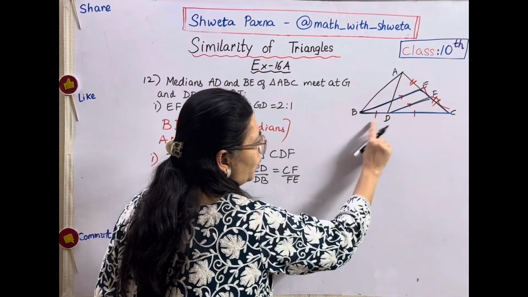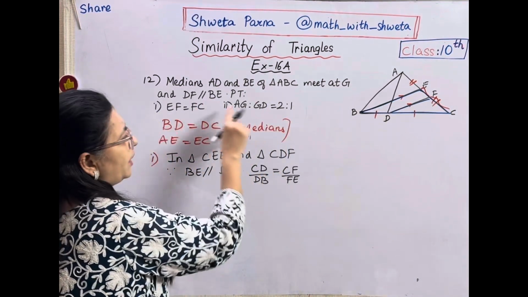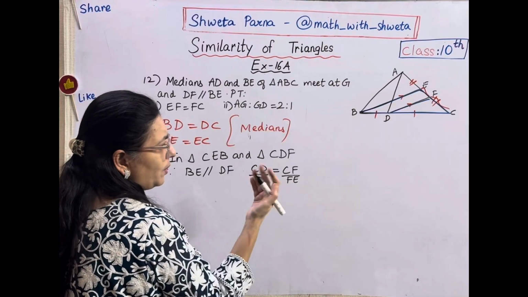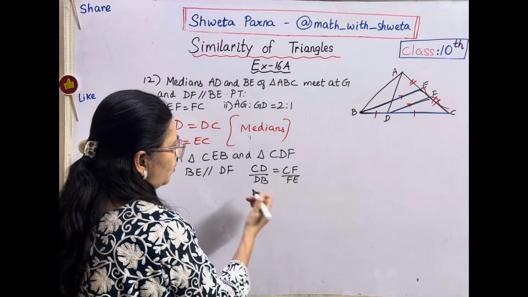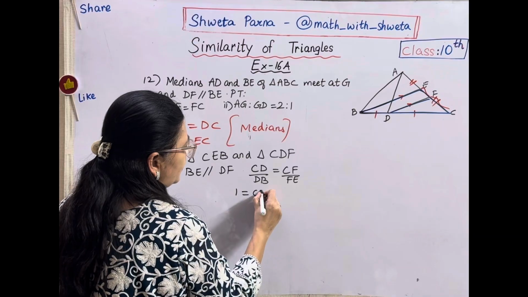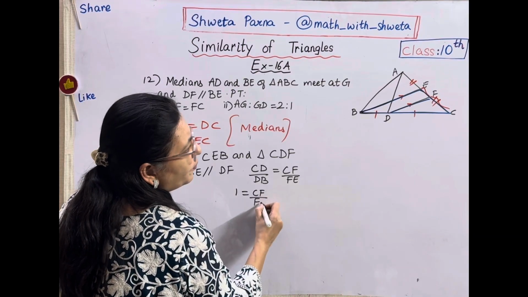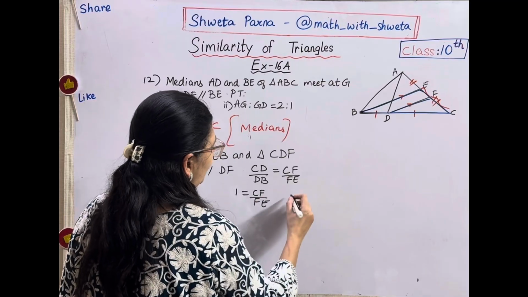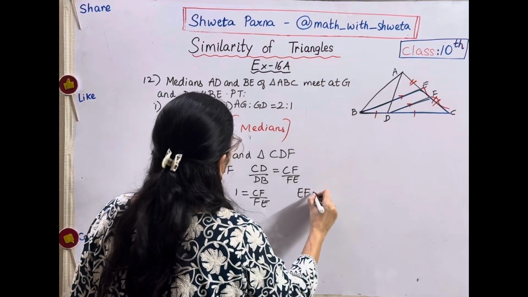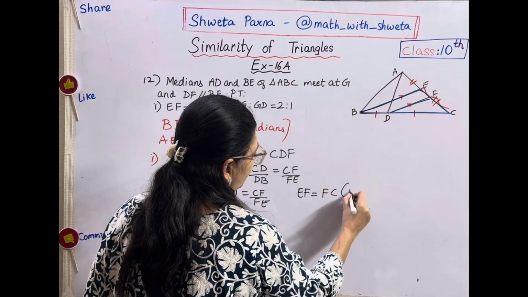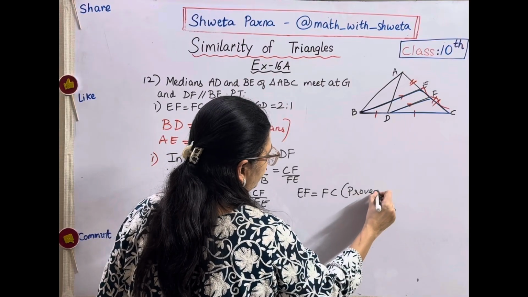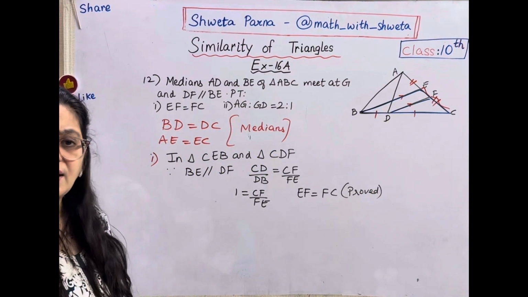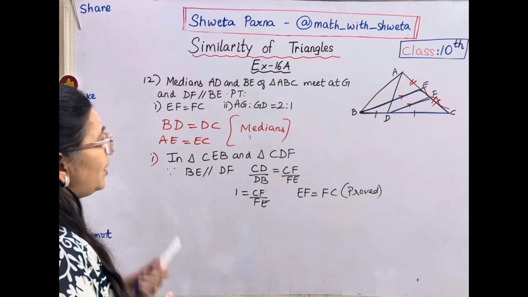CD upon DB. Now these two are equal, right? Because it is a median. So CD upon DB, the value would be 1 since both are equal. So 1 is equal to CF upon FE. So cross multiply. So EF is equal to FC. The first part is proved. Clear? Yes? Come on, now let's go to the next part.